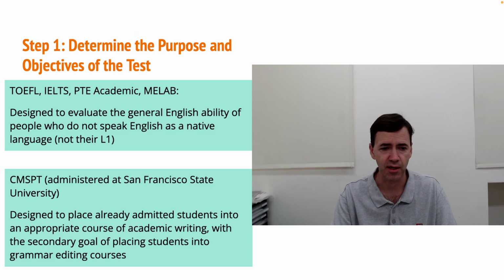That's their purpose. Now, the book gives another example of one from San Francisco State University. It's the CMSPT. This is designed to place already admitted students into an appropriate course of academic writing. So this is a placement test with a secondary goal of placing students into grammar editing courses. Now, even in Taiwan, we have these type of tests, though I wouldn't call them standardized, but they use these for placing students into bilingual programs and other such classes. I've heard of a few schools that do this.